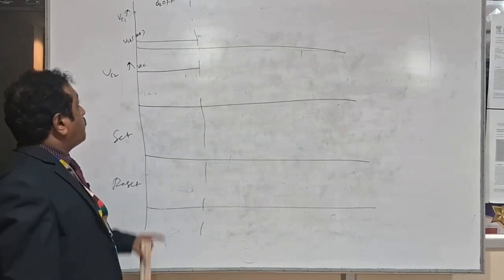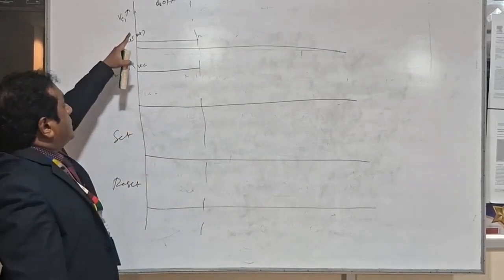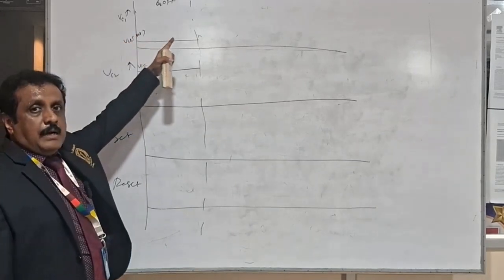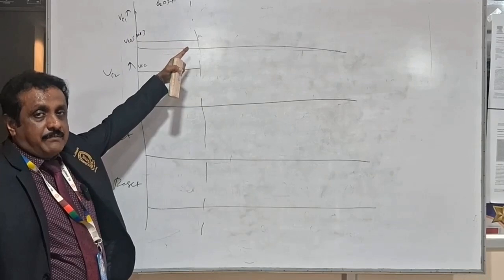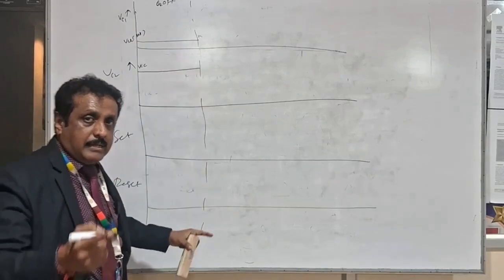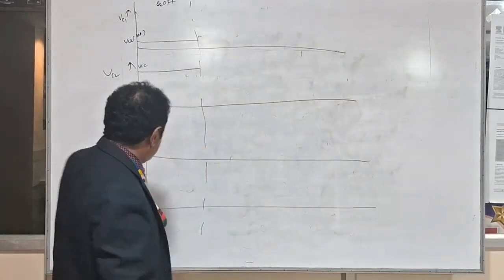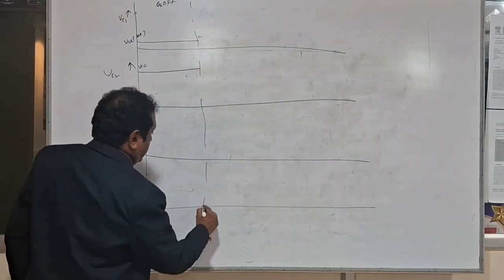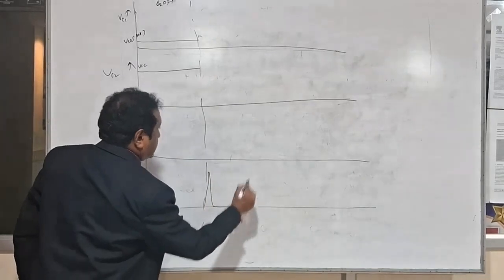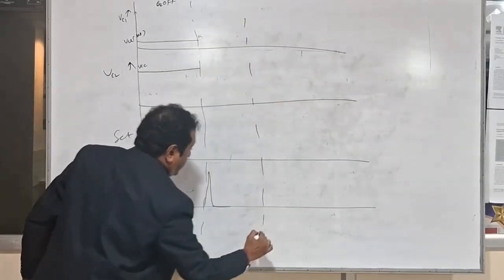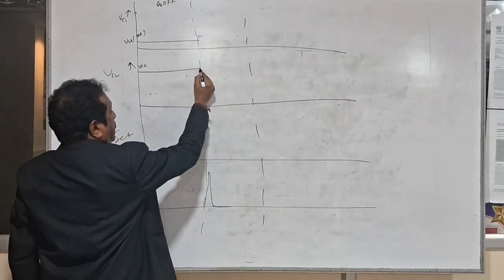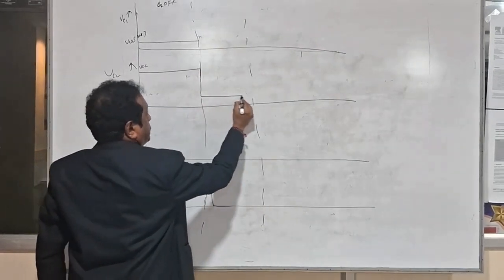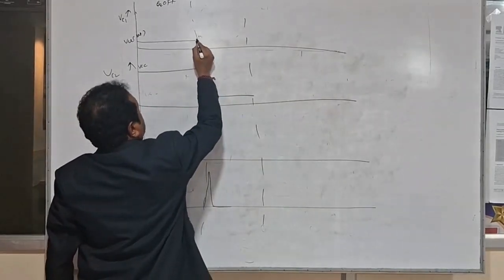Now we are going to apply a positive-going trigger pulse at Q2, that is the reset. So we are going to apply the trigger pulse at reset. When you apply the reset, the second transistor is driven into saturation. The first one goes off.